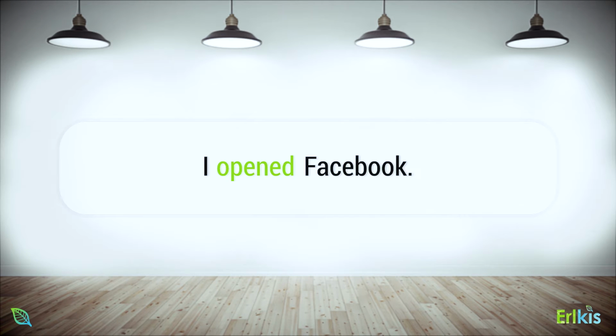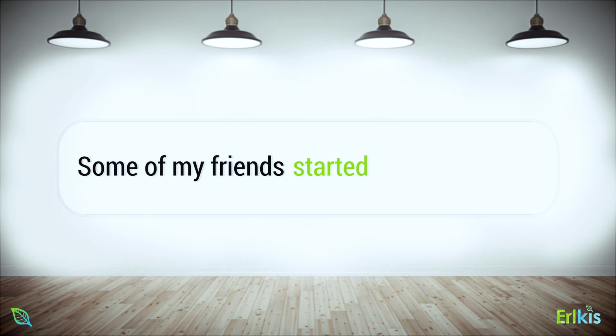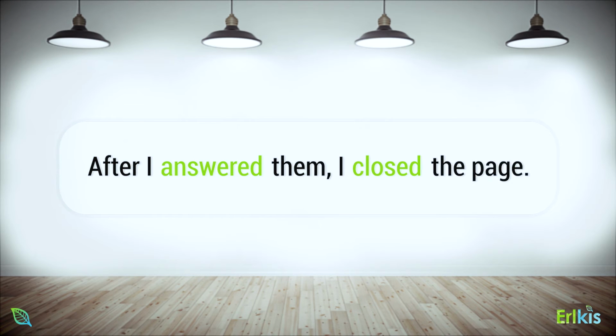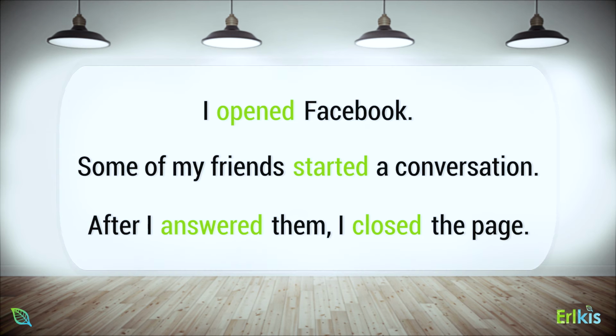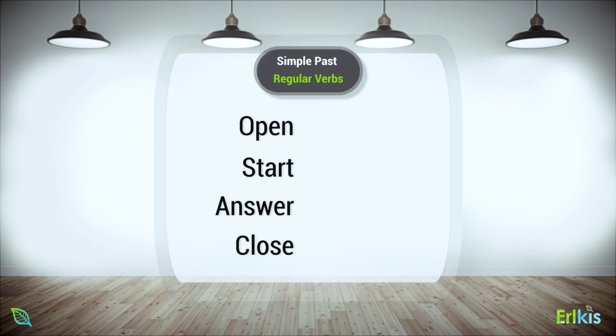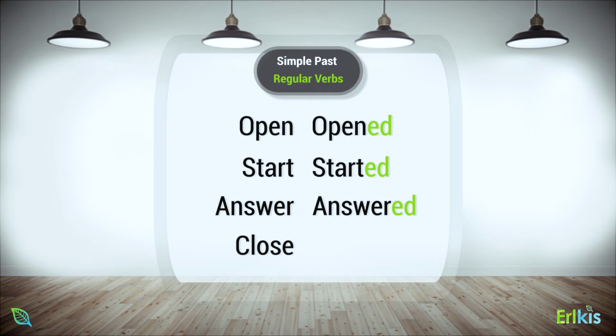I opened Facebook. Some of my friends started a conversation. After I answered them, I closed the page. Here we have 3 sentences with 4 regular verbs. Open, start, answer, close. We add ed or d to these verbs to make the simple past. Open, opened. Start, started. Answer, answered. And close, closed. We can see that close already ends with an E, so we just add D.